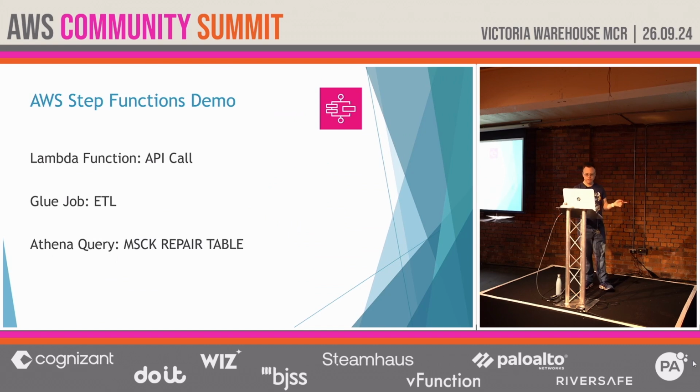So three things in this demo. We've got a Lambda function that's going to call the WordPress API in this instance, and it's going to store the data as JSON in S3. Then we've got a Glue job that's going to be performing ETL on the S3 data, so you can see there's a Parquet for that. And then finally, we're going to have an Athena command that's going to do a bit of back-end updates, just going to update some partitions.